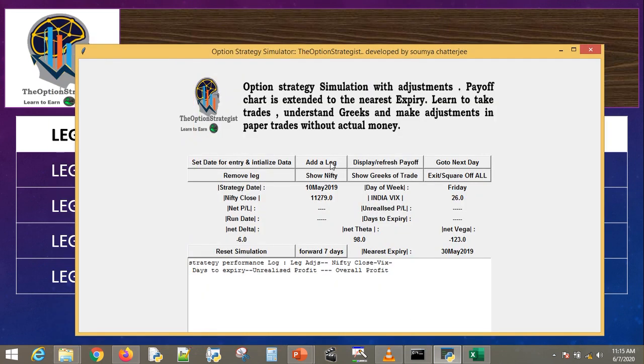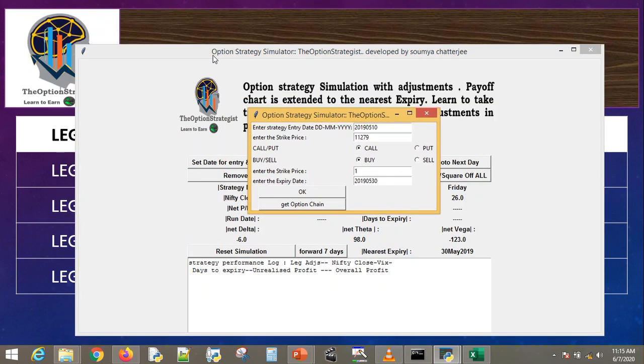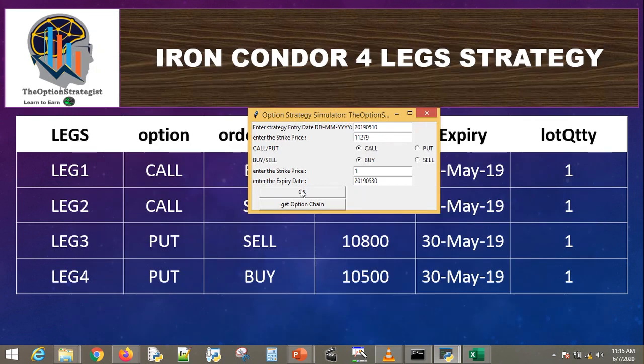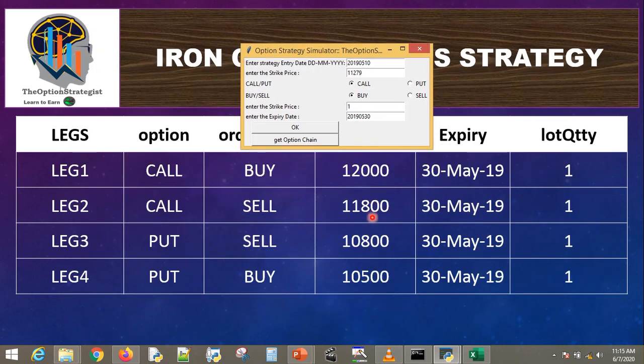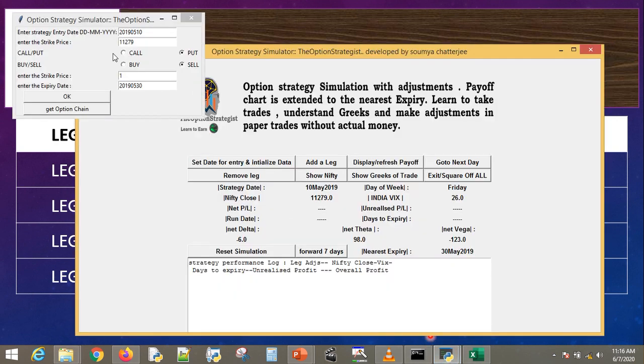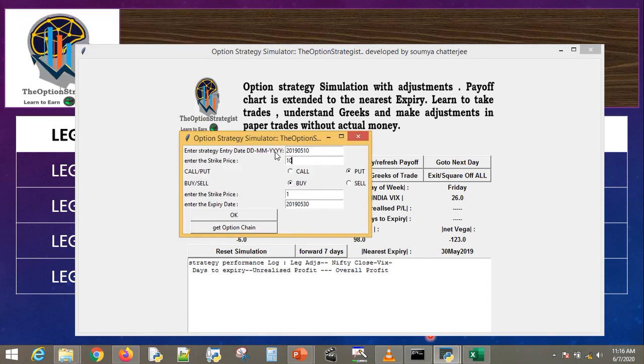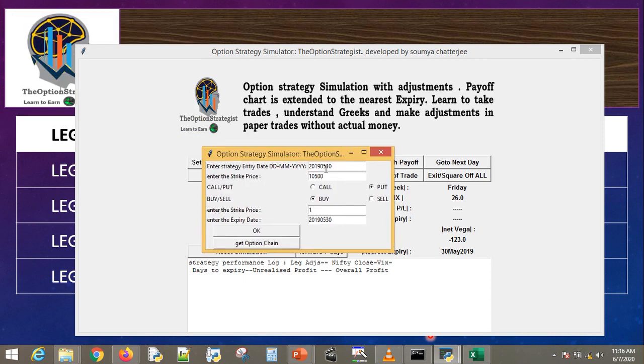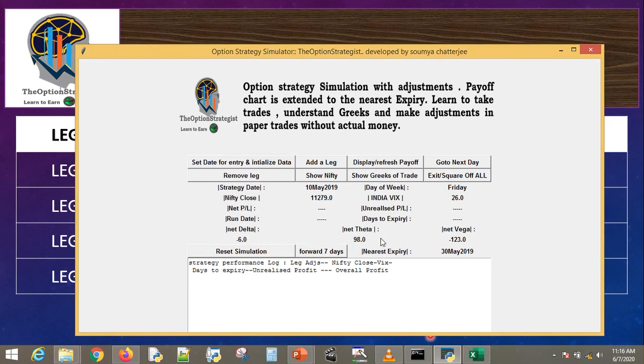The next thing is that we'll go ahead and add the put sell legs. I think we have a sell leg at 10,800. So we'll sell 10,800. We'll enter 10,800, same expiry. We're not playing with the expiry, and say okay. And then we're going to buy the 10,500 put, right? We'll add another leg. We'll say buy, we'll say 10,500. This is the leg that we buy, and we say okay, right?